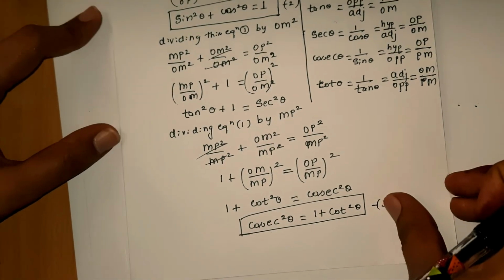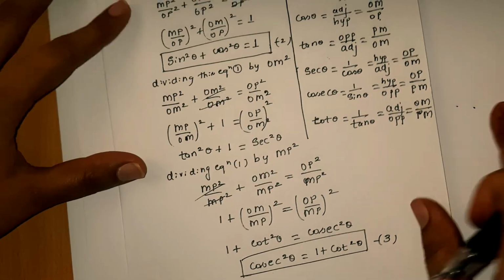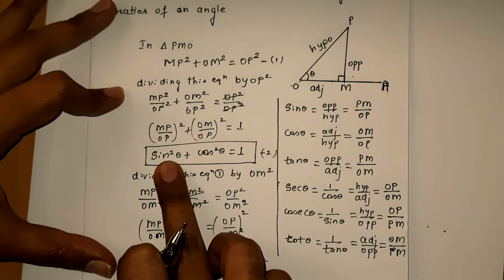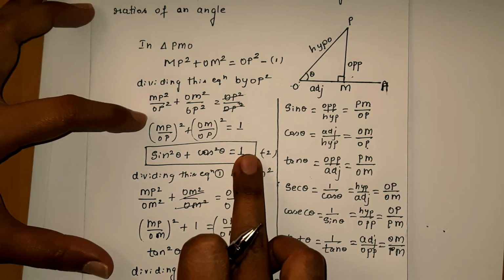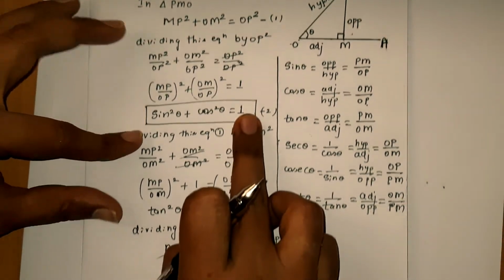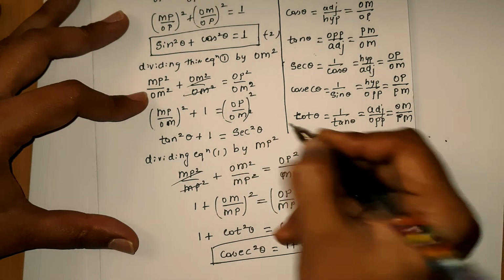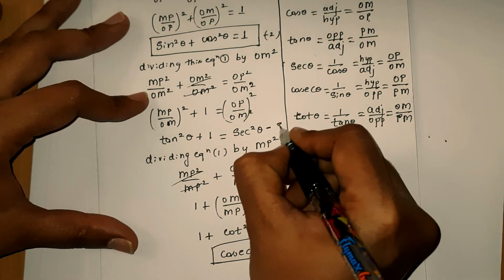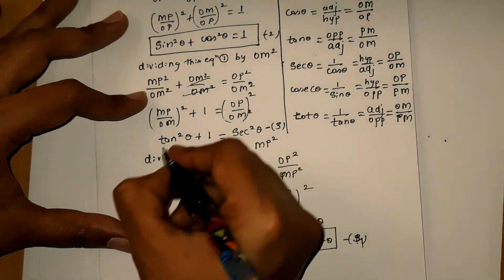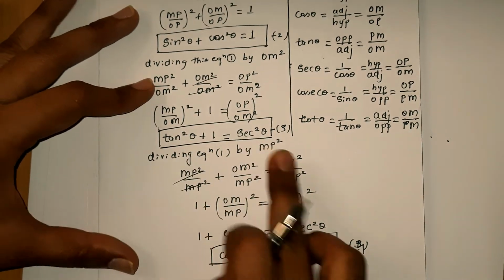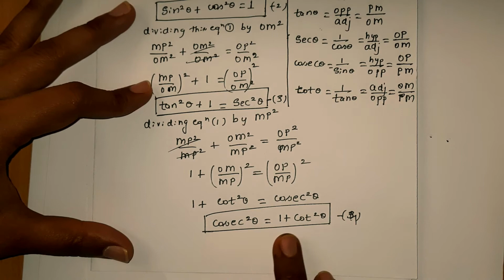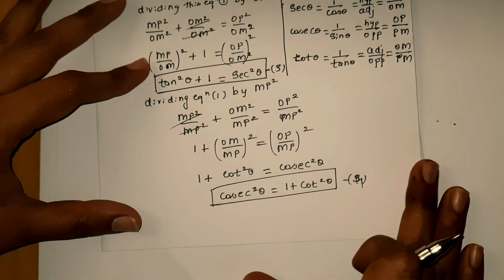relation between trigonometric ratios. So the first one is sin square theta plus cos square theta is equal to 1. So this is the first relation between trigonometric ratios of an angle, and this is the second one. So this is equation 3 and this is equation 4. So 1 plus tan square theta is equal to secant square theta, and the last one is cosecant square theta is equal to 1 plus cot square theta.